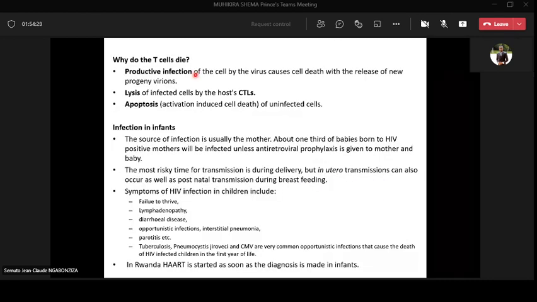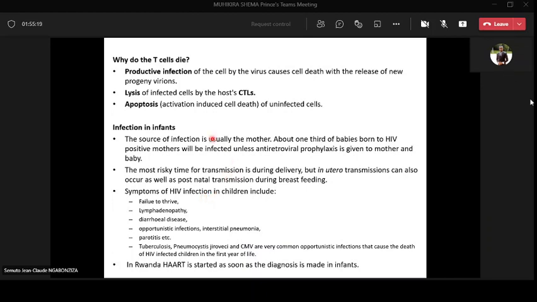And why do T cells die? First, productive infection of the cell by the virus with the release of new progeny virus, because the virus uses the cell heavily. Second is lysis of infected cells by the host cytotoxic T cells; cytotoxic lymphocytes kill infected cells. Then there is also induction of apoptosis, activation induced cell death of an infected cell. So these three mechanisms are the main reason for the huge number of T cell deaths.